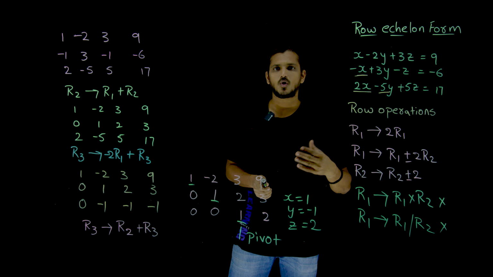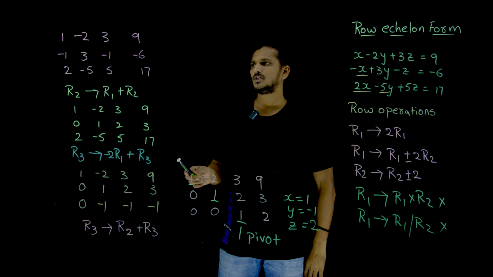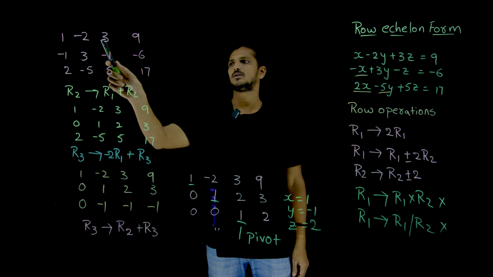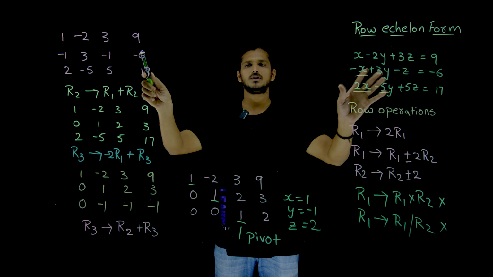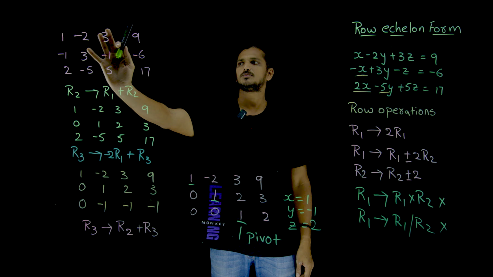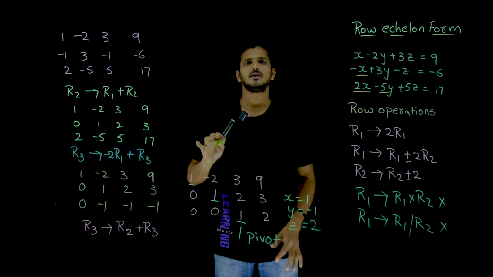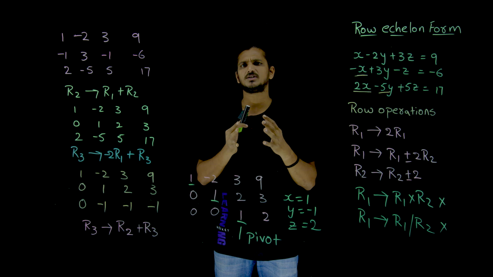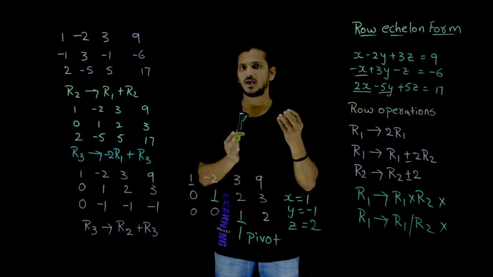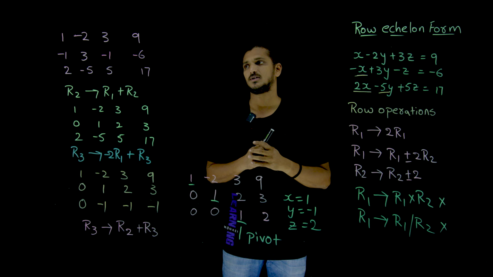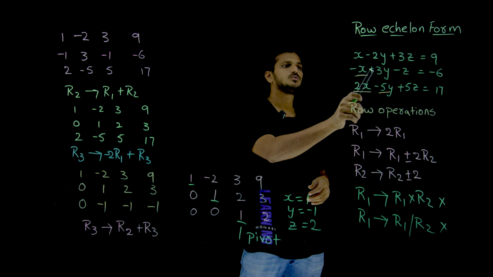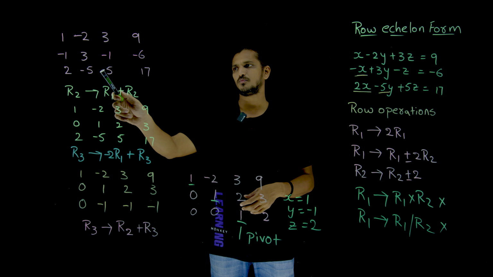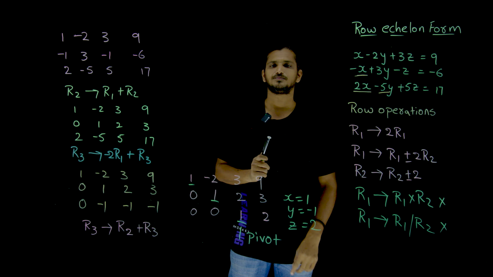Now, in the same example, how are we going to do that elimination? 1, minus 2, 3, 9. The same equations are written in matrix form. This is matrix A, this is B. We are writing them combined here because we are doing row operations. The basic terms, AX equal to B, are explained in our previous classes. Similarly, the second row: minus 1, 3, minus 1, minus 6. And the third row: 2, minus 5, 5, 17.